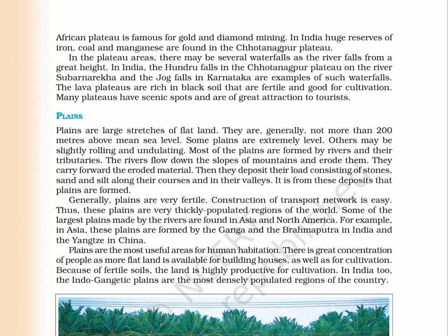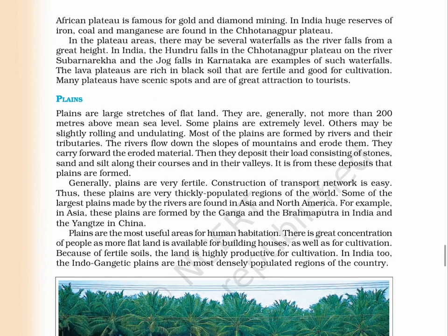Plains. Plains are large stretches of flat land. They are generally not more than 200 meters above mean sea level. Some plains are extremely level. Others may be slightly rolling and undulating. Most of the plains are formed by rivers and their tributaries. The rivers flow down the slopes of mountains and erode them. They carry forward the eroded material. Then, they deposit their load consisting of stones, sand, and silt along their courses and in their valleys. It is from these deposits that plains are formed.